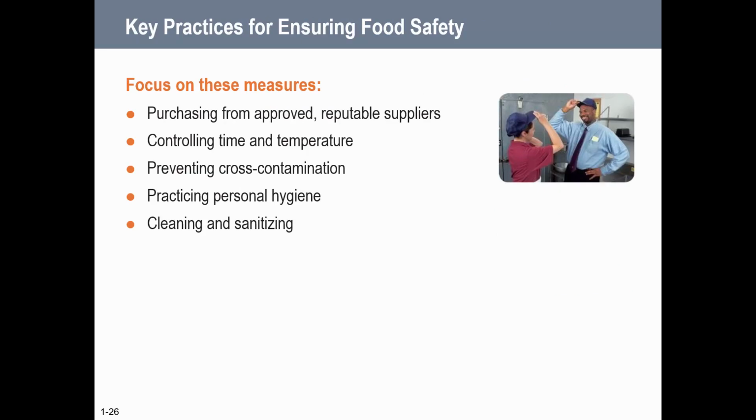So what are some key practices for ensuring food safety? So make sure you're purchasing from approved reputable suppliers, controlling time and temperature, preventing cross-contamination, practicing good personal hygiene, and then cleaning and sanitizing. And so all of these are really important. They will be talked about more throughout the next several chapters that you'll be going on. But just keep that in the back of your mind on these key practices for ensuring food safety.